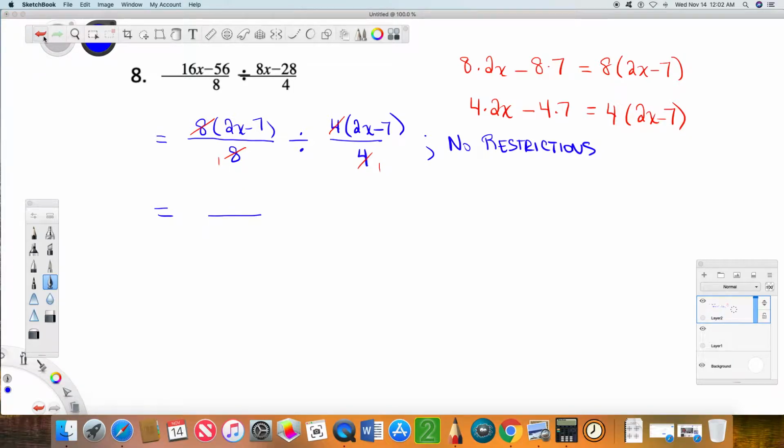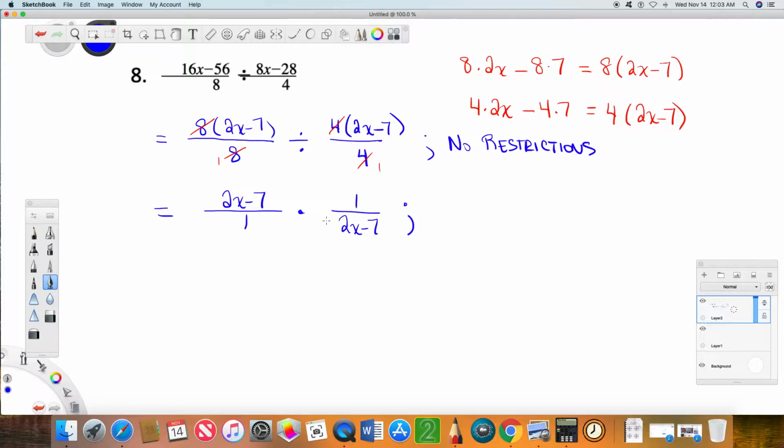Let's go ahead and keep this as a fraction. That means in my numerator, I have 2x minus 7. And in the denominator, I'm just going to write a 1 because 8 divided by 8 is 1. I'm going to change this division symbol to multiplication, and take the reciprocal of this fraction. I'm going to flip that fraction. Right now I have a 1 in the denominator, so it becomes my numerator, and this 2x minus 7 now goes to my denominator.